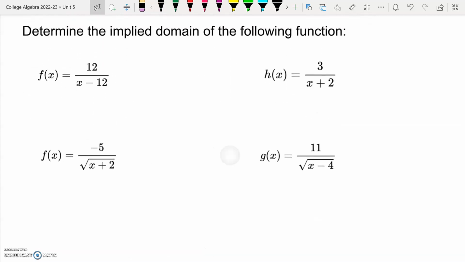All right, so it says determine the implied domain of the following function. So here's where it gets a little complicated. If you see a fraction, if they give you a function like this, again, when we're doing domain, we're focusing on the x values.